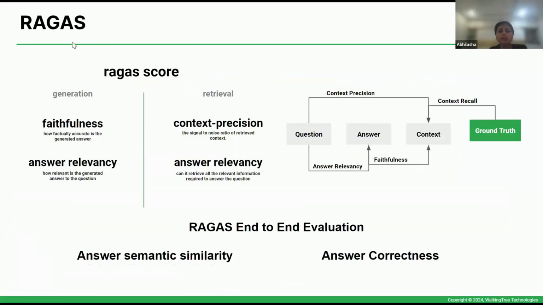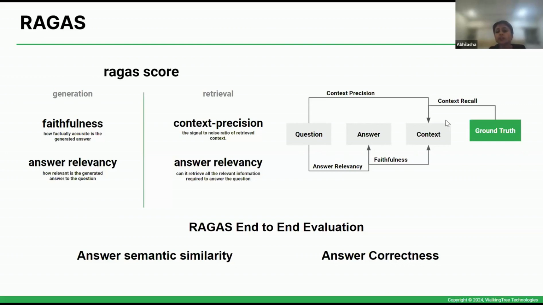Similarly, there is another popular framework called Ragas. Ragas is a specialized one for RAG, as the name suggests, and it specializes in how you compare the different parts of your RAG pipeline. As you know, in RAG, you will have a question and an answer and a context.